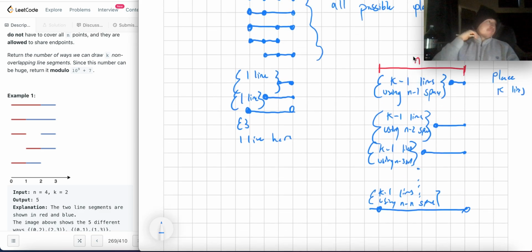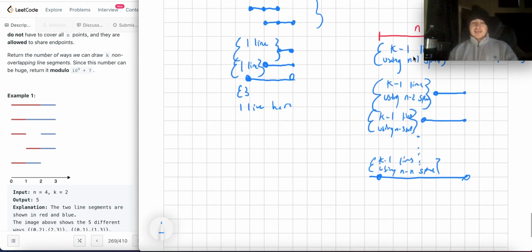Because I could place a line, and then since I placed that line, I now have k minus 1 lines I still have to consider. And then for those k minus 1 lines, I have n minus the size of the line that I've decided to use left to fill that space. Okay?